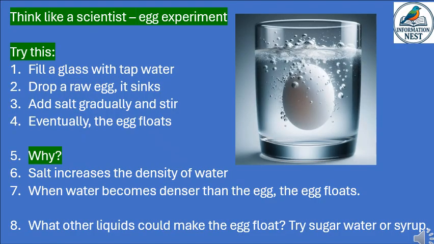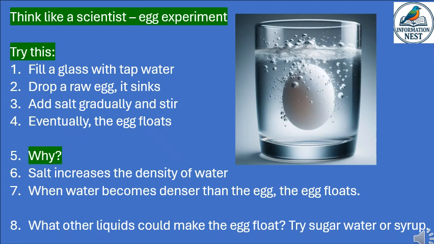All right, curious minds, let's dive into a classic kitchen science experiment that is simple, surprising, and seriously cool. The floating egg challenge. Step 1, fill a glass with tap water. Drop in a raw egg. What happens? It sinks because the egg is denser than water. Step 2, now start adding salt and stir. Keep going, and guess what? Eventually the egg floats.